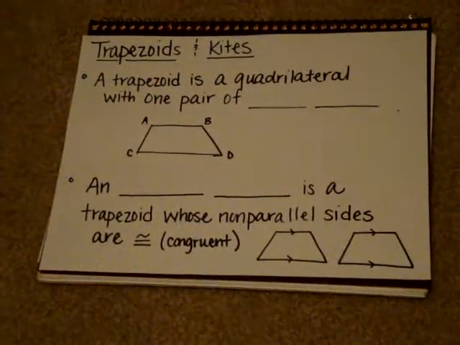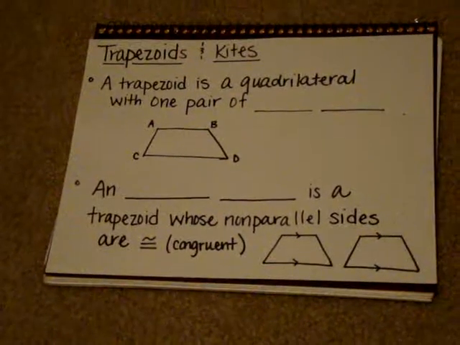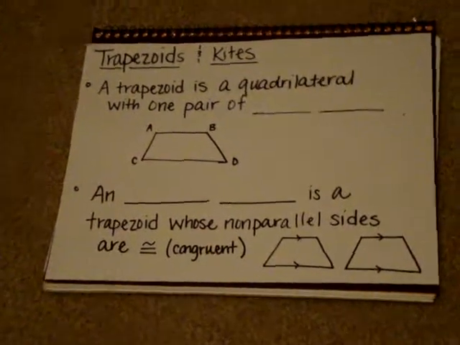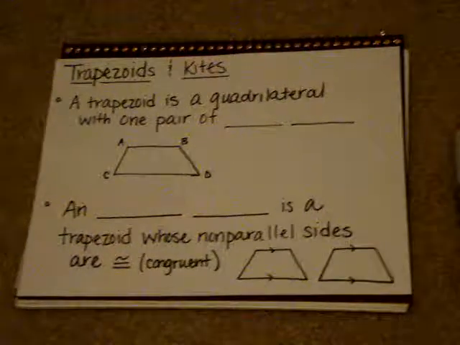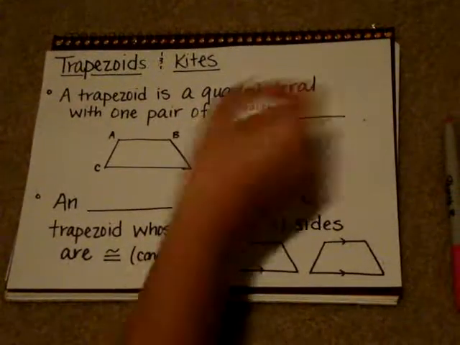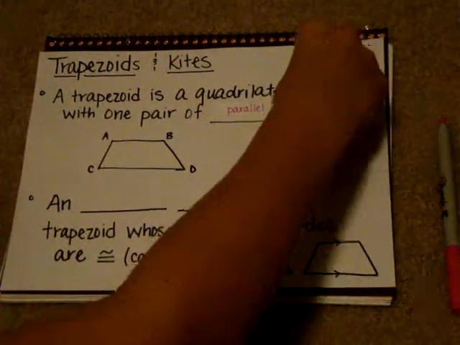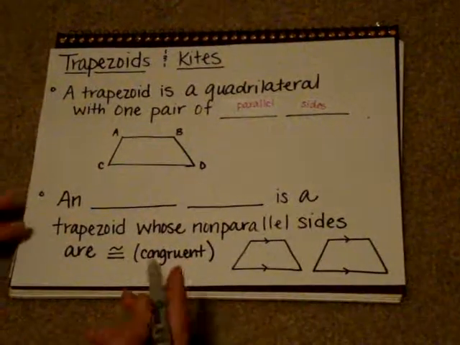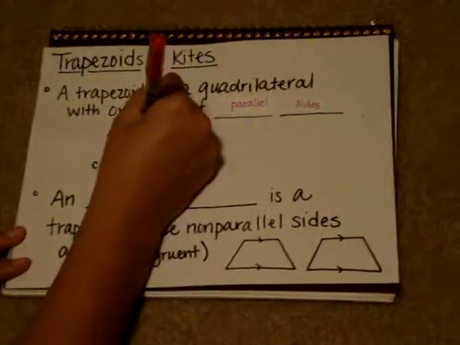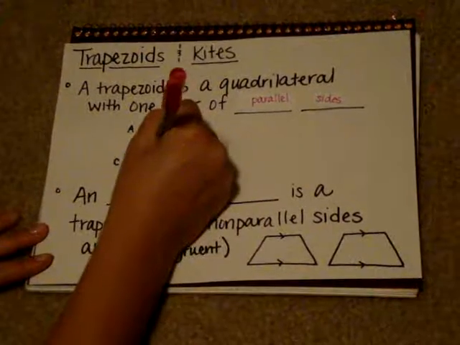Okay, today we're going to learn about trapezoids and kites. Now a trapezoid is a quadrilateral with one pair of parallel sides. With this being said, segment AB is parallel to segment CD.